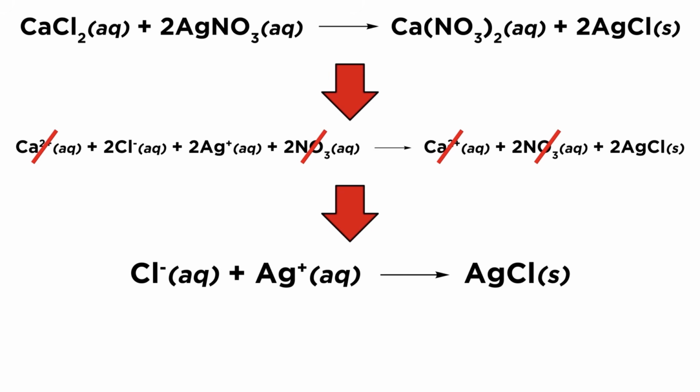We can divide everything by 2 to get the least common multiple of each substance, and this will give us the net ionic equation. This shows us that all that is really happening in solution is chloride ions and silver ions are combining to form solid silver chloride in what is called a precipitation reaction.